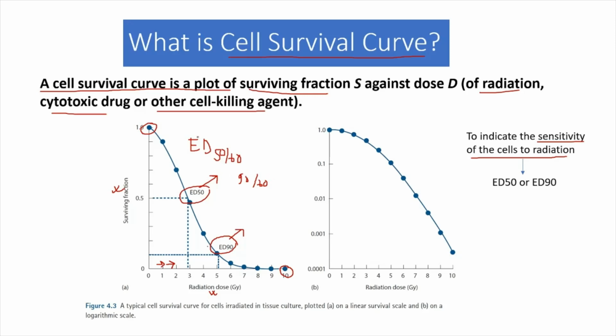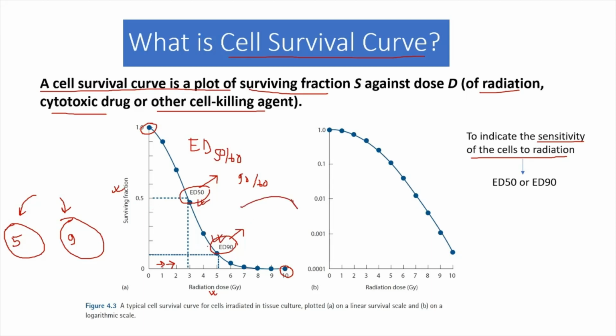Now these values are used for indicating the sensitivity of cells to radiation. Suppose we have two different groups of cells here, and for one group the ED50 value is 5 gray, and for the other group the ED50 value is 9 gray. So now we can say that this group of cells is more sensitive to radiation than the other group, because at a lower radiation dose this group of cells is dying more. So to define the sensitivity of cells to radiation, we define two terms called ED50 and ED90.